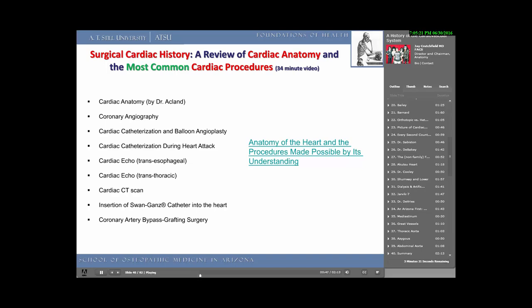In addition, I've put in several videos which show you coronary angiograms, cardiac catheterizations, including a catheterization during a heart attack, the ultrasound of the heart through the esophagus called a transesophageal cardiac echo, as well as an ultrasound of the heart by using the probe directly over the skin of the chest called a transthoracic cardiac echo. We'll also look at high-resolution cardiac CT scanning, the insertion of a catheter directly into the heart that allows us to measure pressures, volumes, and temperature of the heart, and of course, a link showing coronary artery bypass grafting surgery.